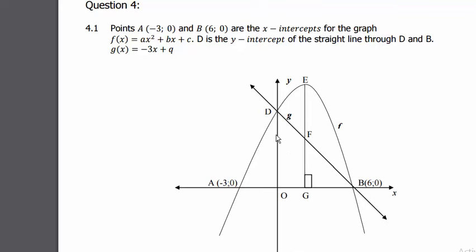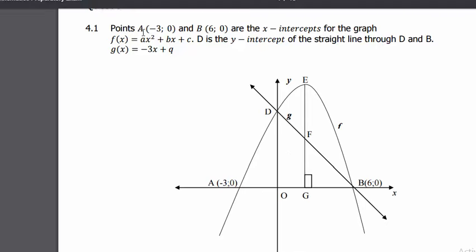Okay, so question 4, we're starting with the graphs. We have points A and B. A and B are the x-intercepts for the graph. The graph is f(x) equal to ax squared plus bx plus c. D is the y-intercept of the straight line through D and B.